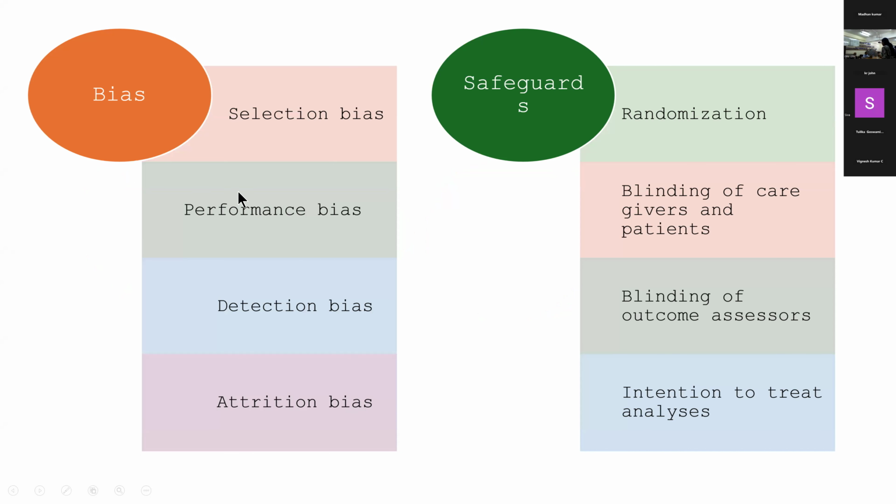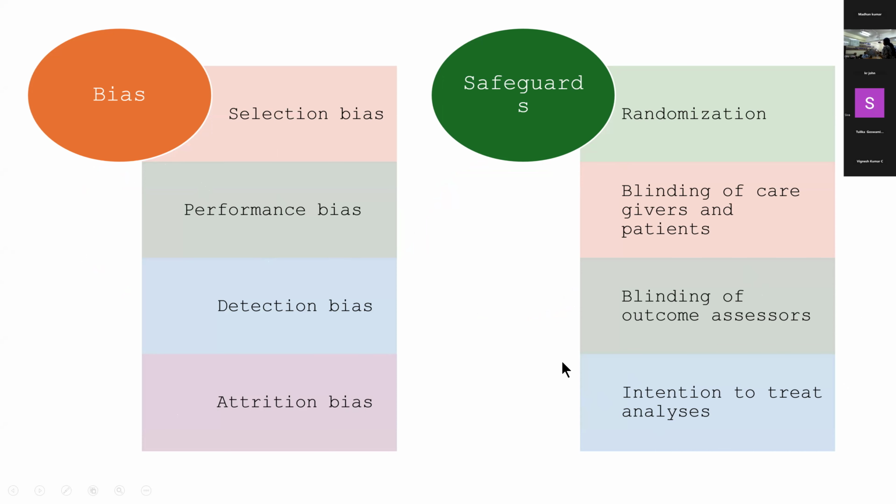So what are some of the biases seen in RCTs? You can have a selection bias, which means a biased allocation to the intervention groups. A safeguard for that would be to randomize. Performance bias is when you give extra treatment to the patients in the intervention arm as opposed to the control arm. That is co-interventions. To prevent that, one safeguard would be to blind both the caregiver as well as the patient.